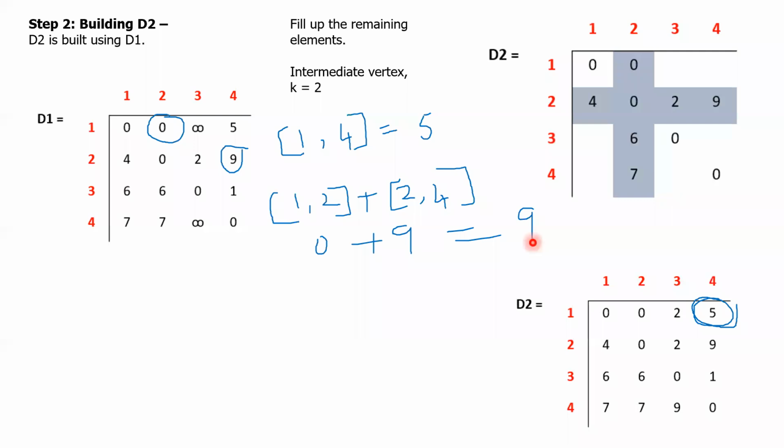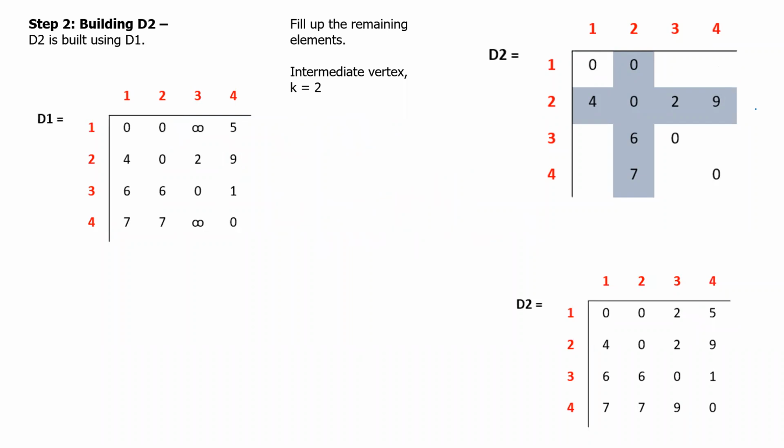Now you try to compare the current distance with the new distance. Whichever is minimum, you try to fill it up here. So now I'm filling up a 5 here because that is the shortest distance. That is, the direct path from 1 to 4 is the shortest path. The path via second node is long path. So I'm always going to consider the shortest path. So as such, you will fill all the values.